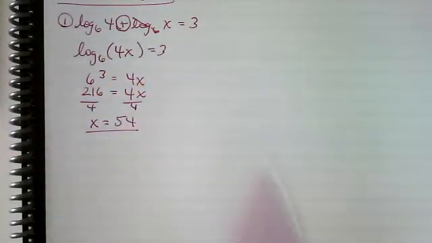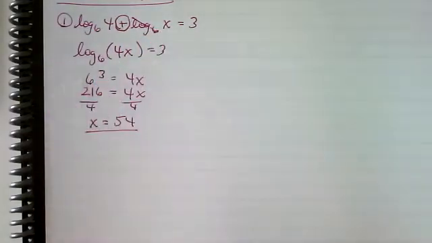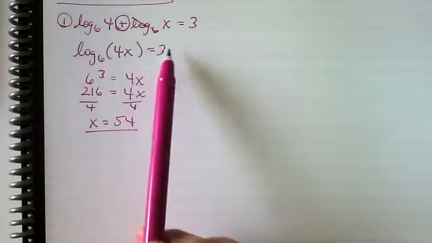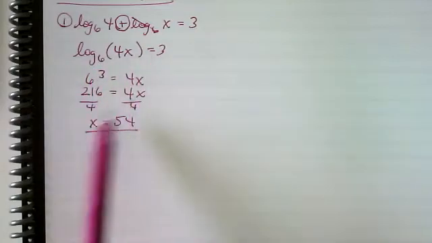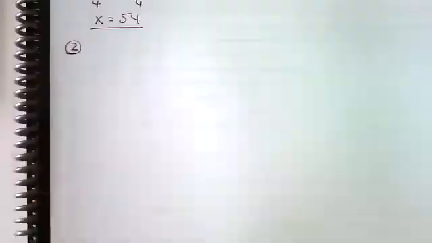Okay, so first we are condensing, we're combining these two logs, then we're just using whatever method we need from the last 2 days in order to solve it. So for this one, once we combined it, we could change it into an exponential and then just solve from there. Okay, so now for question number 2, this one's going to be pretty similar.